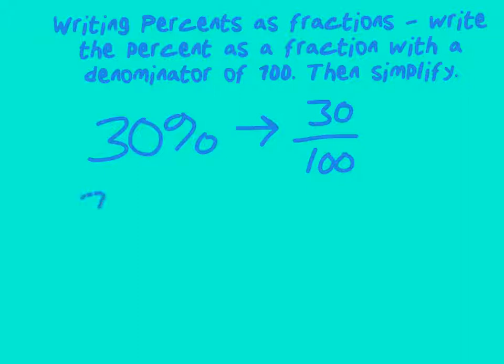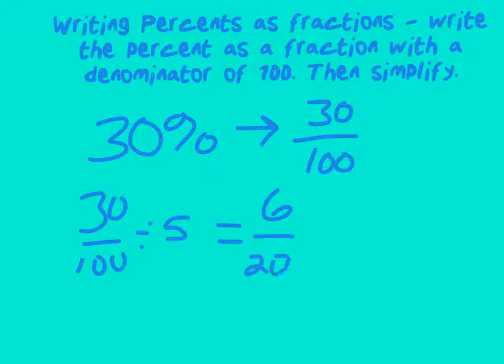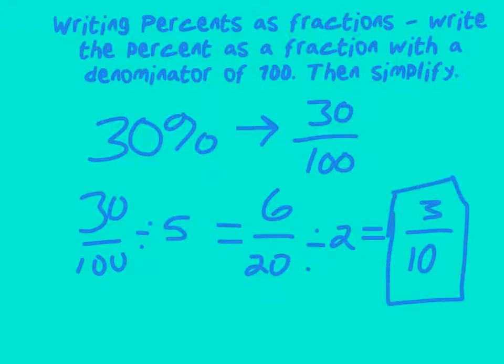So we can simplify this. Let's go by 5. 30 divided by 5 gives us 6, and 100 divided by 5 gives us 20. Then we're going to divide this again by 2, because I know that we could simplify it again. And we're going to get 3 over 10. That cannot be simplified. So 30%, written as a fraction in simplest form, is 3 over 10.